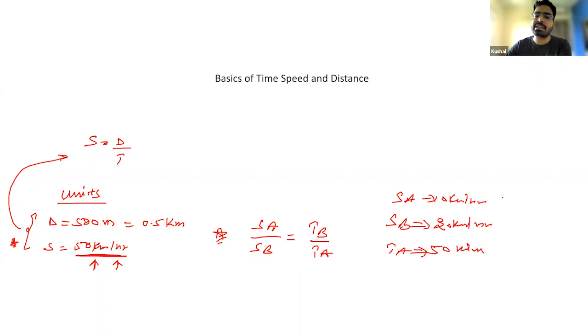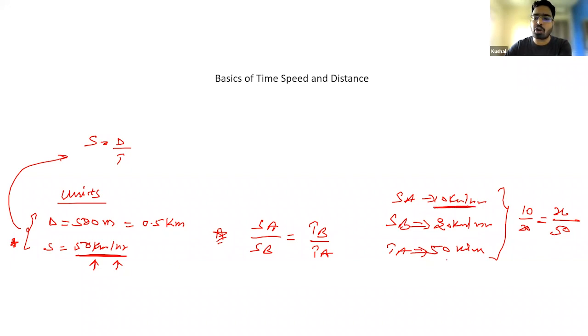Now I can use this data in the present format itself and simply say 10 by 20 equals the time taken by B, which I don't know, so let me take that as X, divided by 50. Now you may come back and tell me that, sir, this was in 10 kilometers per hour.